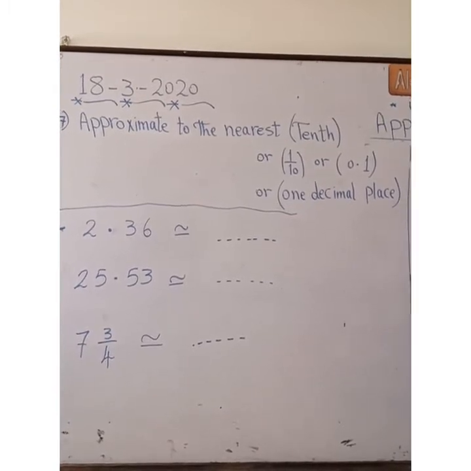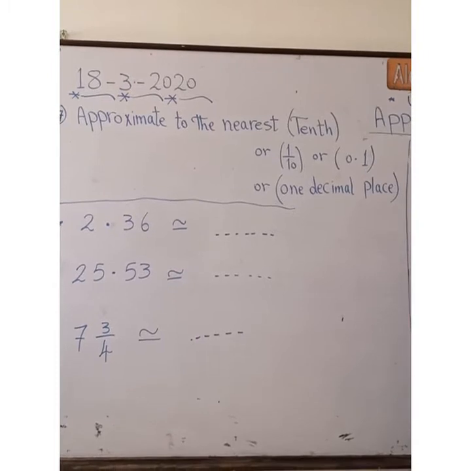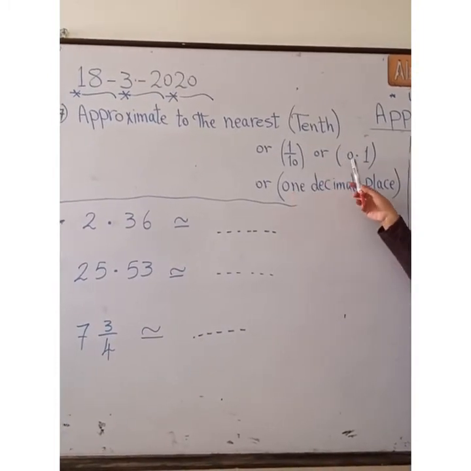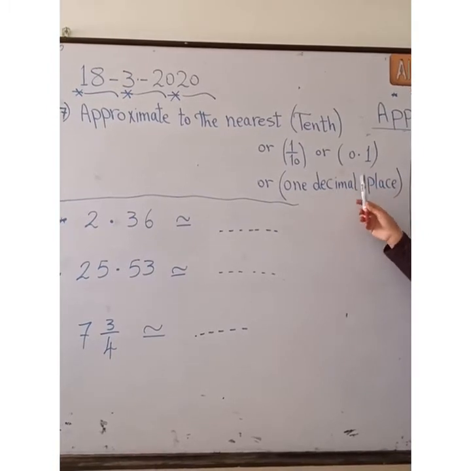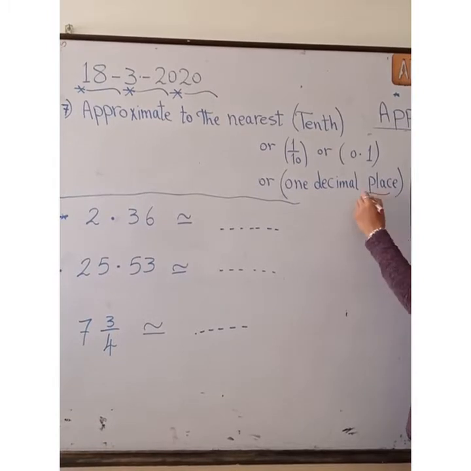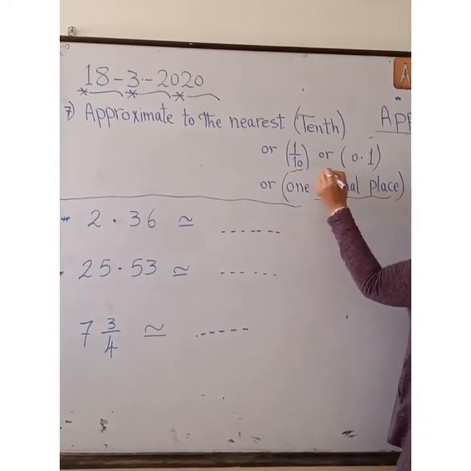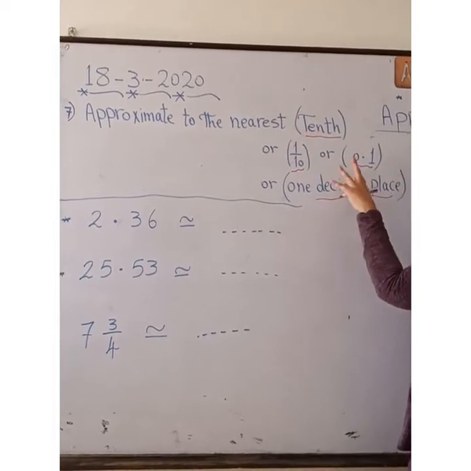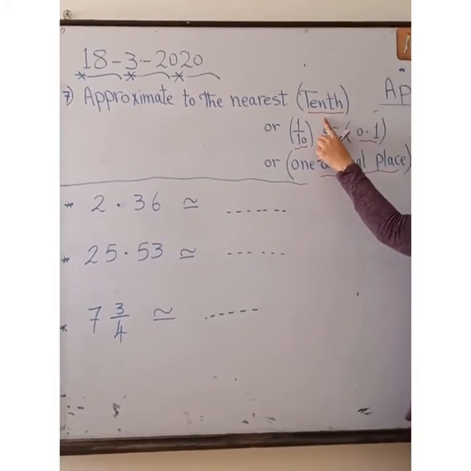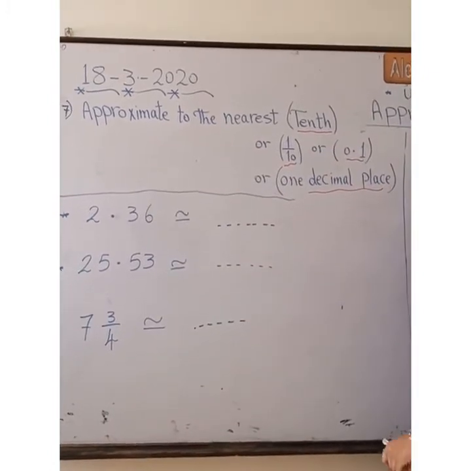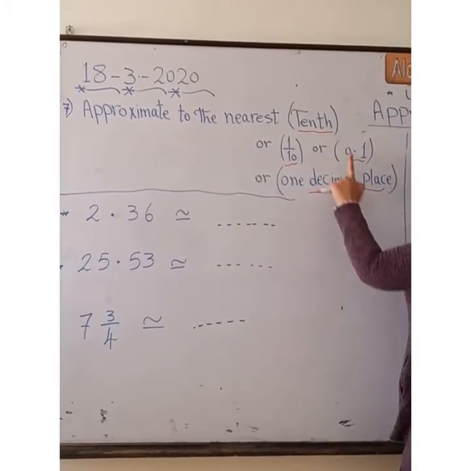Our lesson today is how to approximate to the nearest tenth, or 1/10, or 0.1, or 1 decimal place. They all have the same meaning: 1 decimal place, or 1/10, or 0.1, or tenths. All of them mean to the nearest tenth. And now we should stop at the tenth place.